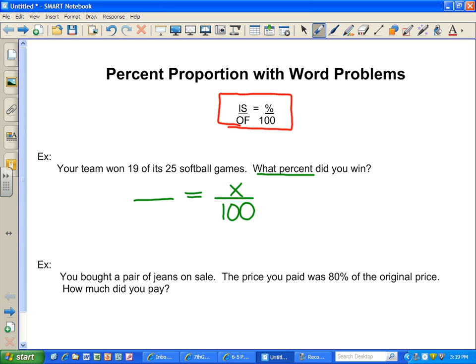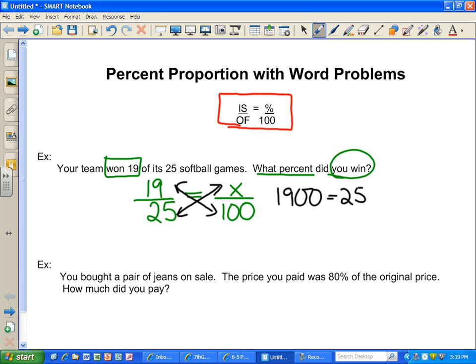Well, what are you trying to find the percent of? They want to know the percent that you won. Did they tell you how many games you won? You won 19 games, so that goes up on top, right next to its percentage. You won 19 out of 25 games, so 25 represents your whole, which is why it's right next to 100%. To solve the proportion, cross multiply. 1900 is equal to 25x. Divide both sides by 25, and you get x is 76%. Make sure you put a label.